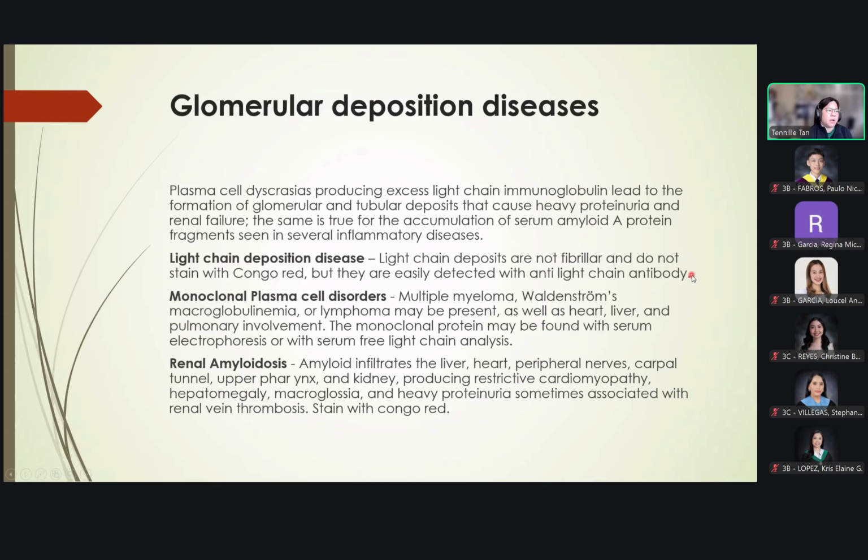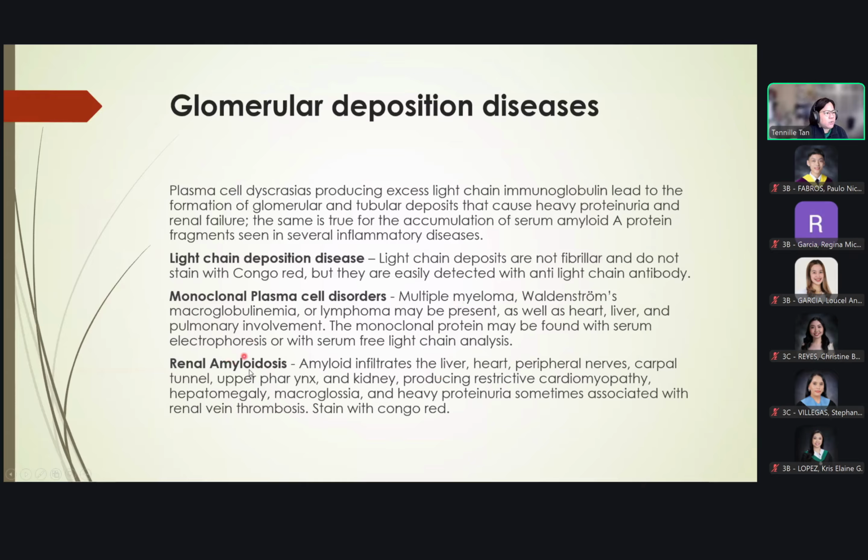Light chain deposits are not fibrils and do not stain with Congo red, but they are easily detected with anti-light chain antibody. You have your monoclonal plasma cell disorders. This is typically your multiple myeloma. Waldenstrom's macroglobulinemia or lymphoma may be present, as well as heart, liver, and pulmonary involvement. The monoclonal proteins may be found with serum electrophoresis or with serum free light chain analysis.